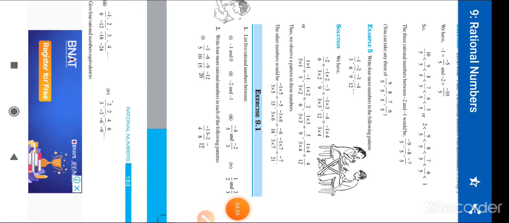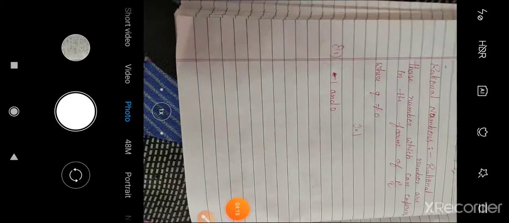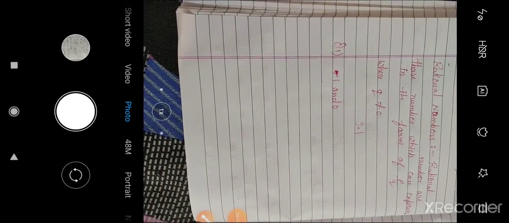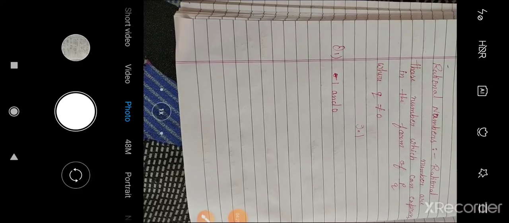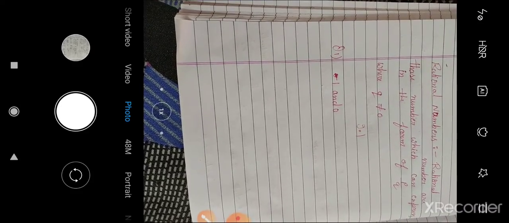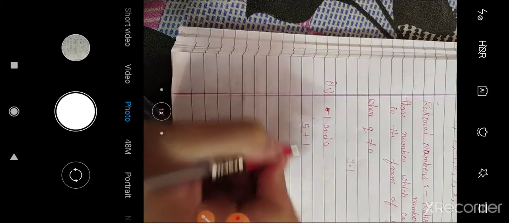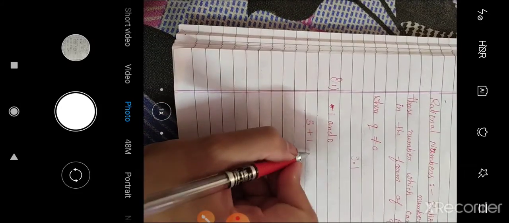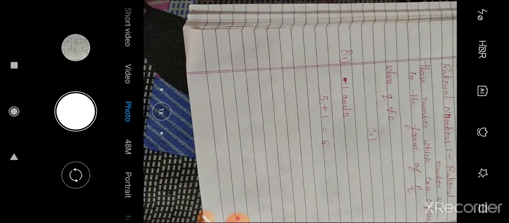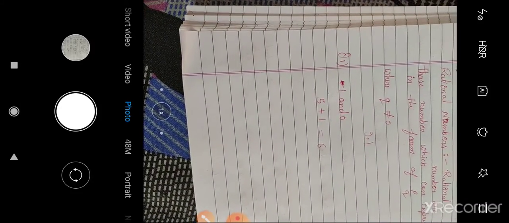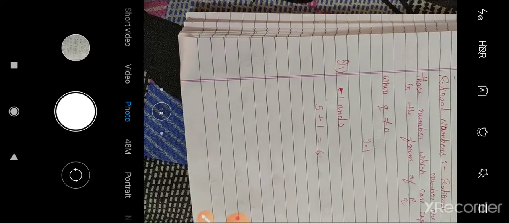Now we are going to start our exercise 9.1 and the first question is: list 5 rational numbers between -1 and 0. So students, it is asked in the question that we have to find 5 rational numbers between -1 and 0. First we add 1 to the given number. Suppose we have to find 5 rational numbers, then we add 1 to it. So we have 6. Now we multiply both the numerator and denominator by 6.